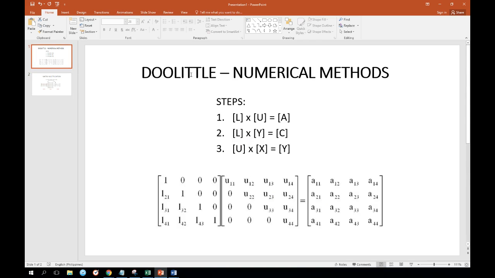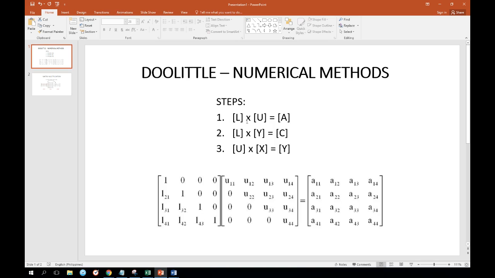Now, going to the Doolittle, just to give you an overview of what this process is all about. This is being used for us to get the values of the unknowns in a system of linear equations. So let's say there are three unknowns, then we will be creating a 3 by 3 matrix, and for four unknowns, a 4 by 4 matrix, and so on and so forth. And there are three critical steps that we have to follow in order to retrieve the values of the unknowns.